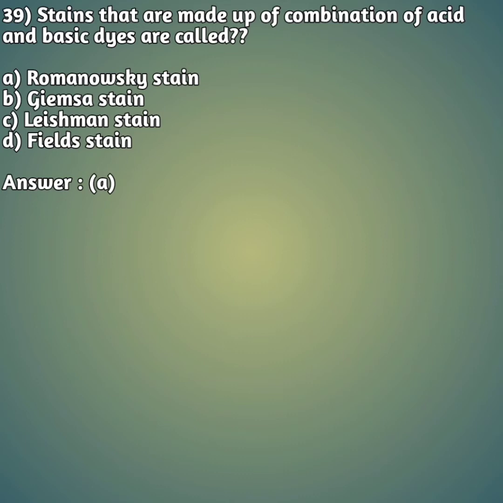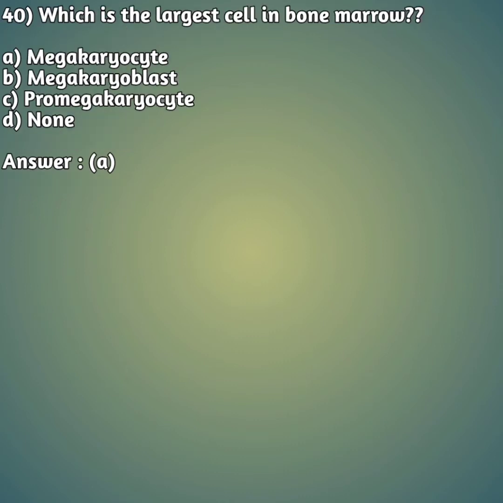Moving on to our 40th question. Which is the largest cell in bone marrow? Option A megakaryocyte, option B megakaryoblast, option C promegakaryocyte, and option D none. The right answer is option A, megakaryocyte is the largest cell in the bone marrow.